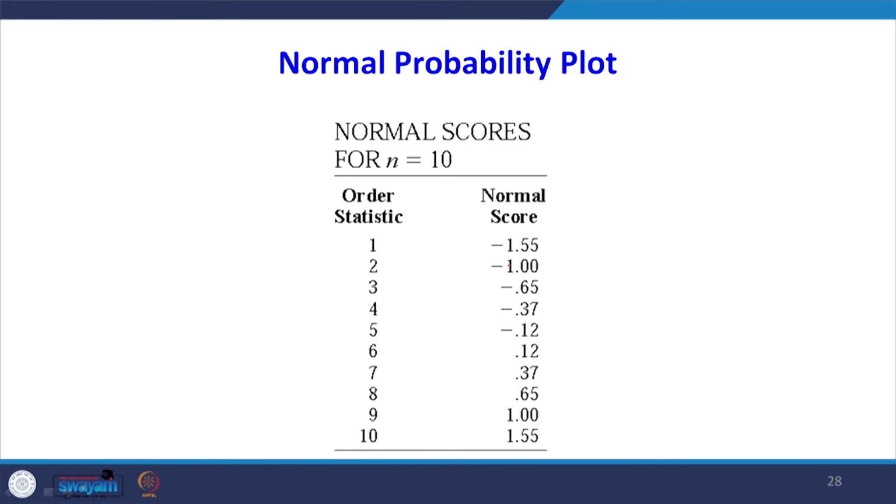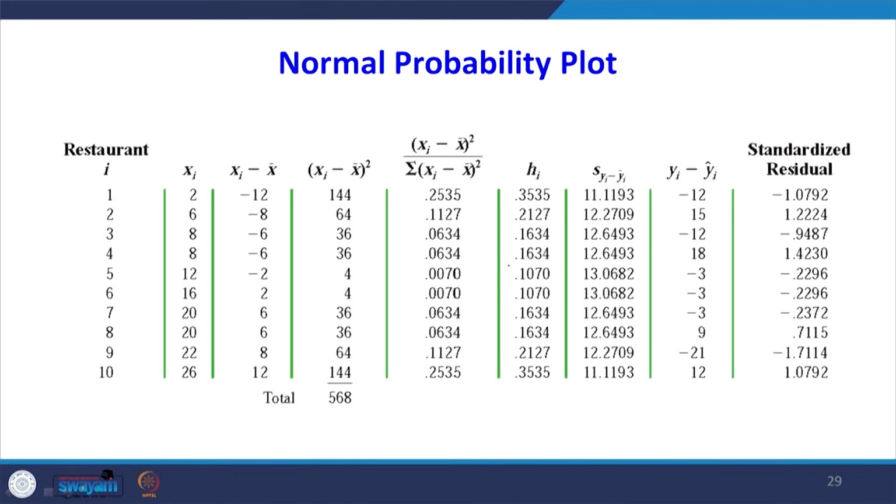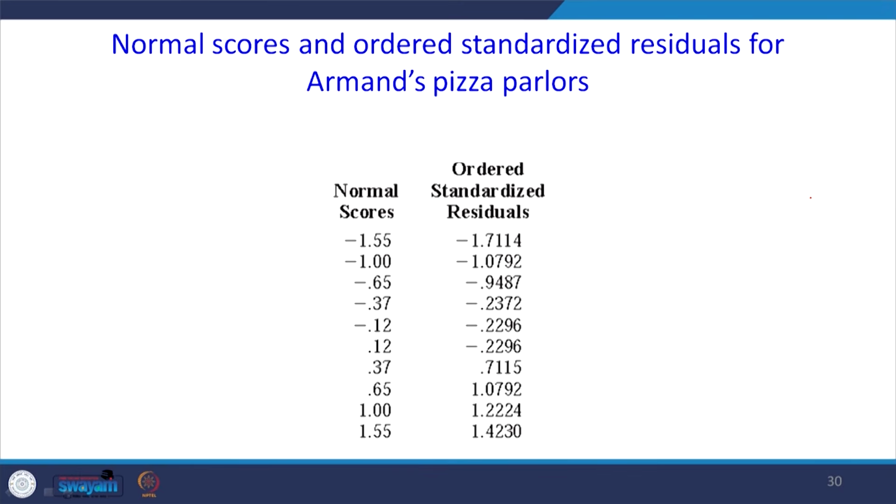Now, we are going to compare the standardized residual values with this table. Already we have the standardized residual when i equals 1, it is minus 1.0792. So, this value we are going to compare with the normal scores.